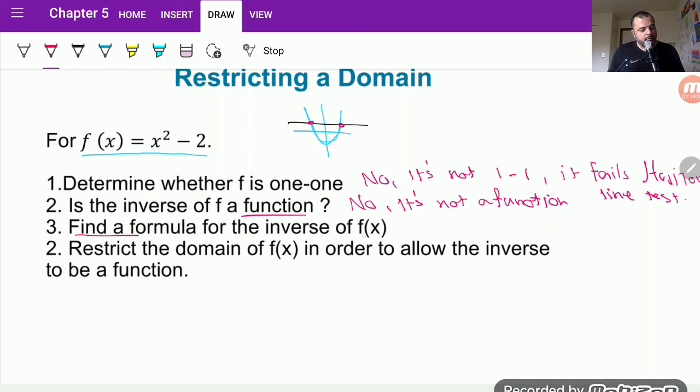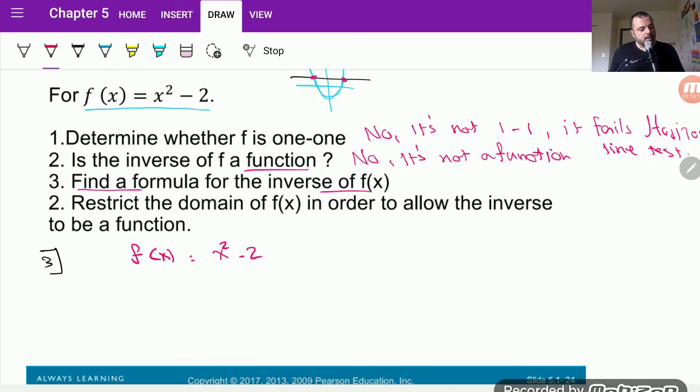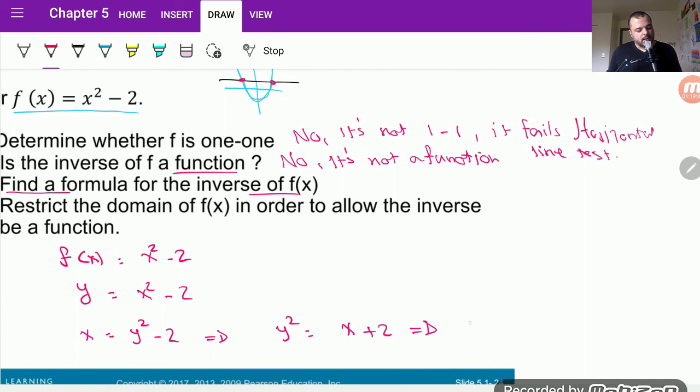Find the formula for the inverse of f. Can we find the formula of this function? Let's find a formula. So f of x is equal to what? x squared minus 2. So we're going to replace f with y. So we're going to have y equals x squared minus 2. Then I'm going to interchange x and y. Then I'm going to have x equals y squared minus 2. Last step, I'm going to solve for y. Solving for y, we're going to get y squared equals x plus 2. Then take the square root of both sides, you get y equals positive and negative square root of x plus 2.